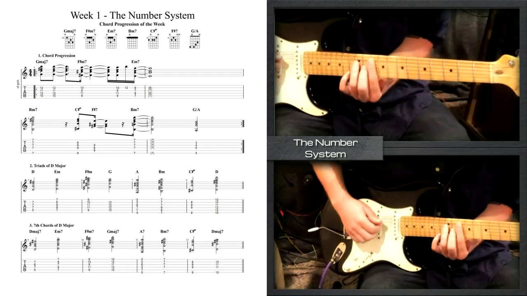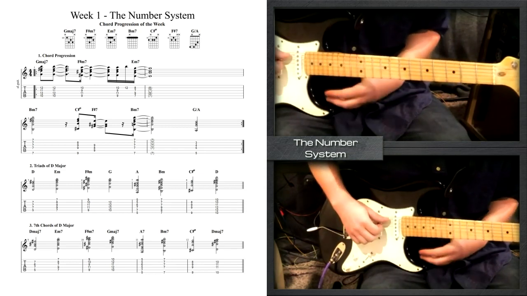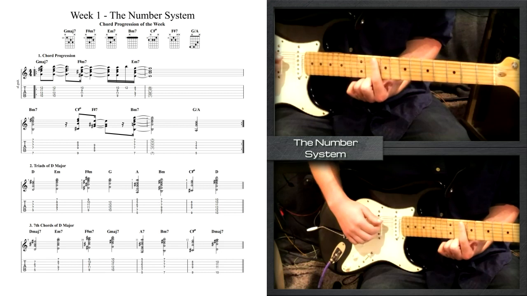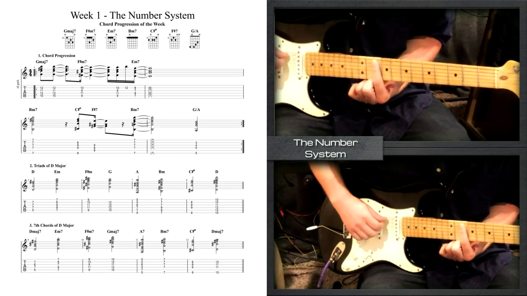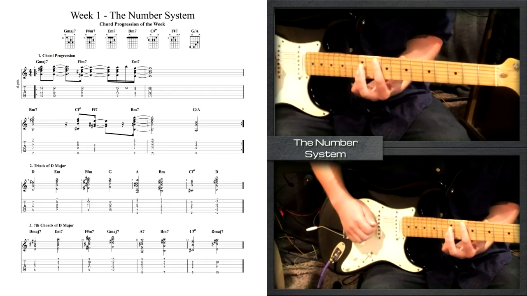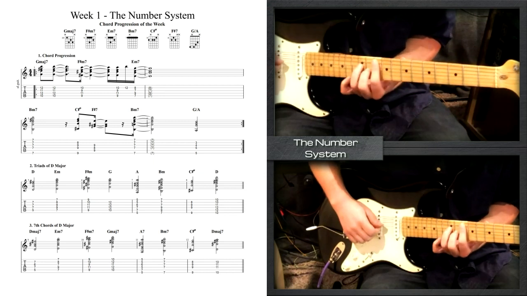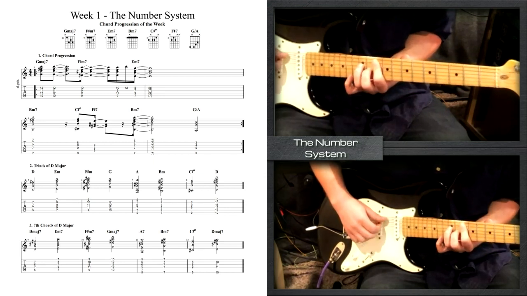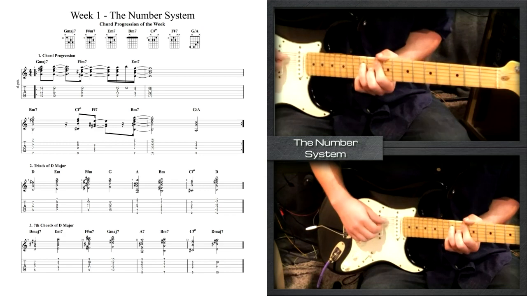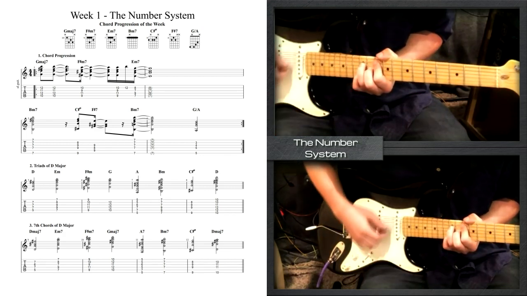So this is my first chord. It's a G major 7. To play this, I have my first finger on the 10th fret of the A string. Then I have my third finger, my ring finger, on the 12th fret of the D string. I use my middle finger to play the 11th fret of the G. And then finally, I have my pinky on the 12th fret of the B string.